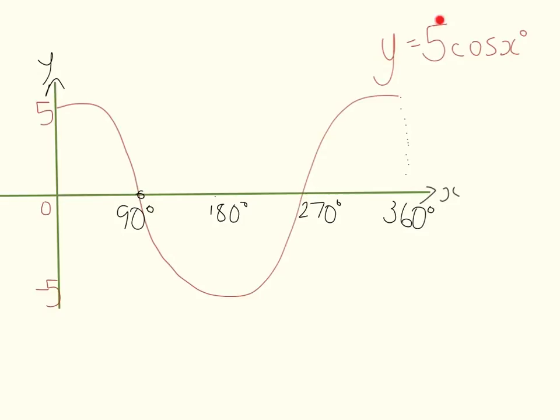So the number in front of our function changes the amplitude. So here we've got 5 lots of cos x, so just the maximum and minimum is affected. The period remains the same. The period simply means how many revolutions there are within 360 degrees. So here we can see that there's 1 revolution of cos, so the period of this function is 1.